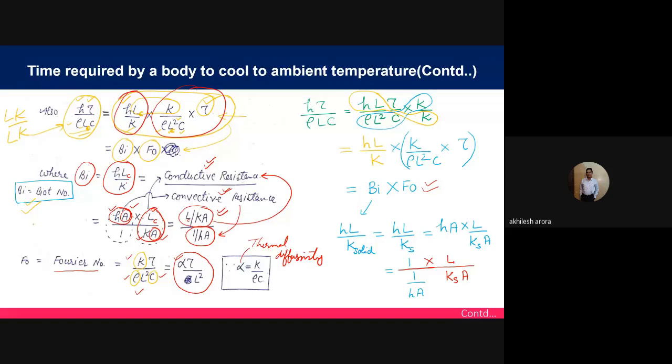Now one more important thing you should try to understand is the value of k that you are writing here. This k is ks, where s means the solid body. We are not considering the thermal conductivity of the surrounding fluid. So the Biot number is h Lc upon k solid, and the Fourier number is given by alpha tau over Lc square. So I hope this is clear.